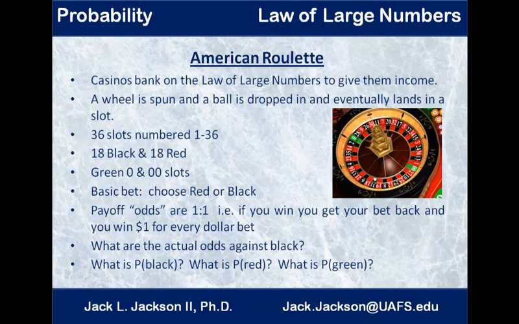In America, the American version of the roulette wheel has 36 slots, numbered 1 through 36. Half of them are black and half are red. So that's 18 black and 18 red. But then it also has another 2 slots that are green. You can see them there in the picture of the wheel. A green 0 and 00 slot.